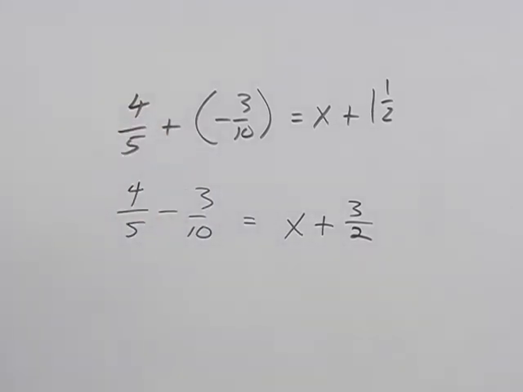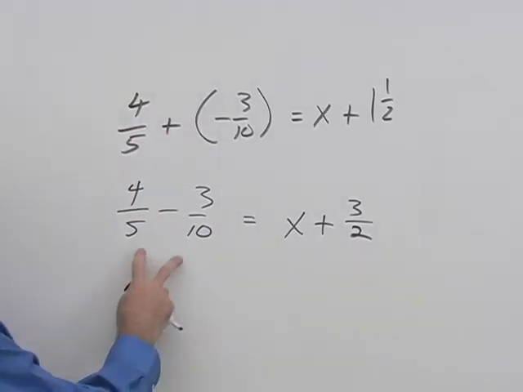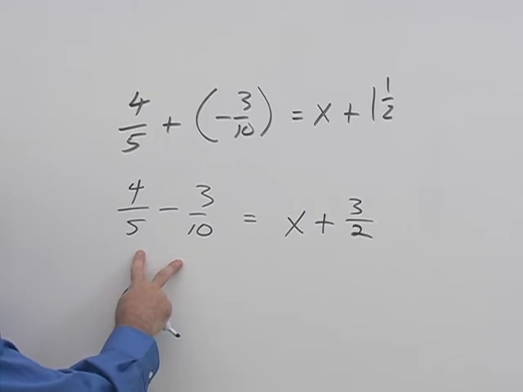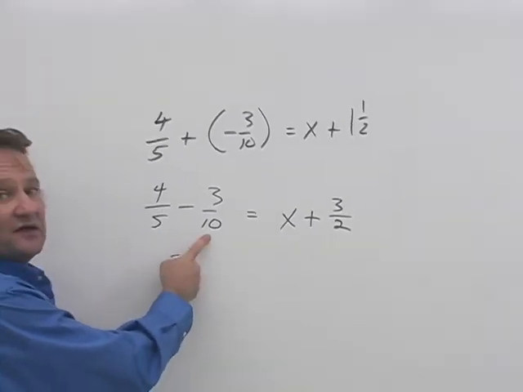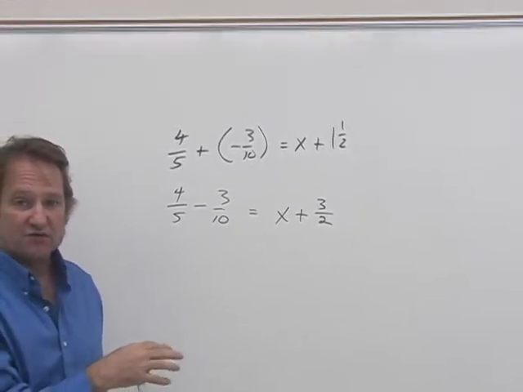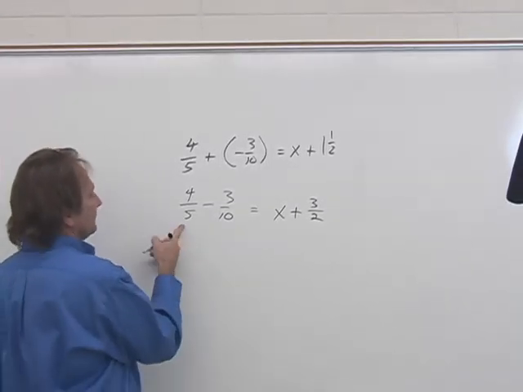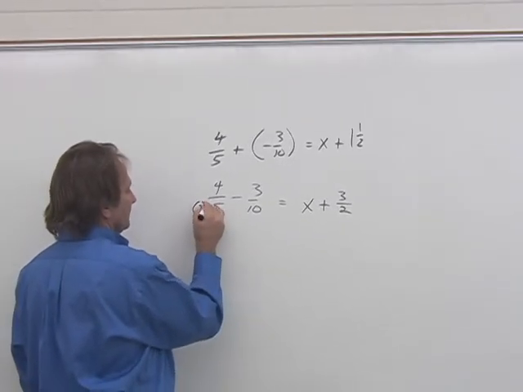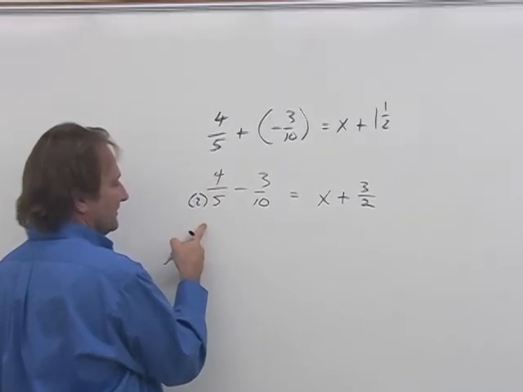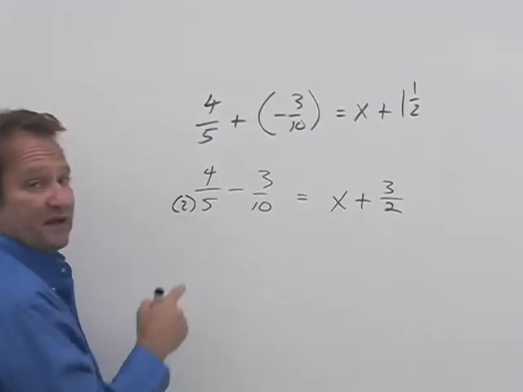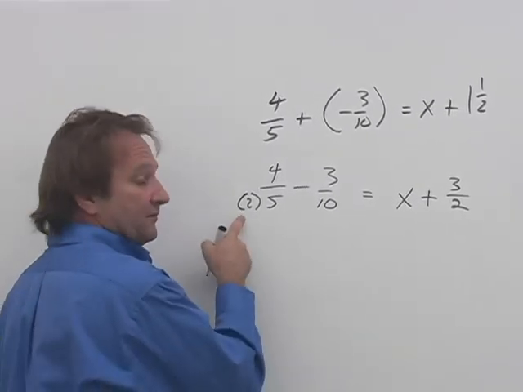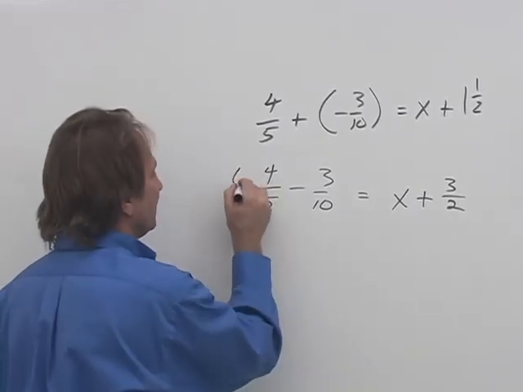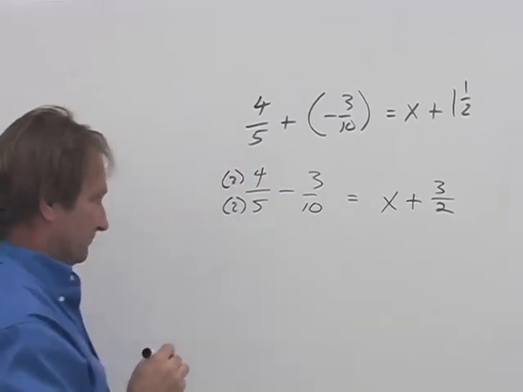Okay? Now, to combine the left side, I need to come up with a common denominator. My denominators here are 5 and 10. I need to make them both 10. The way to make this 4/5 have a denominator of 10 is to multiply the 5 times 2, and that would give us the 10. If I multiply the bottom times 2, then I need to multiply the top times 2.